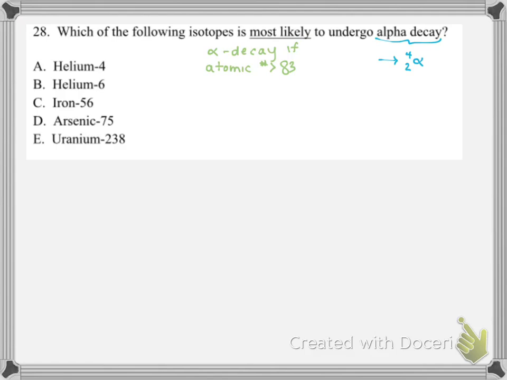And we know that alpha decay is a really efficient way to get rid of material. And so really big isotopes will do this. So anything with an atomic number greater than 83 will undergo alpha decay. So if we look at all of our answer choices, the only option with an atomic number greater than 83 is this uranium.